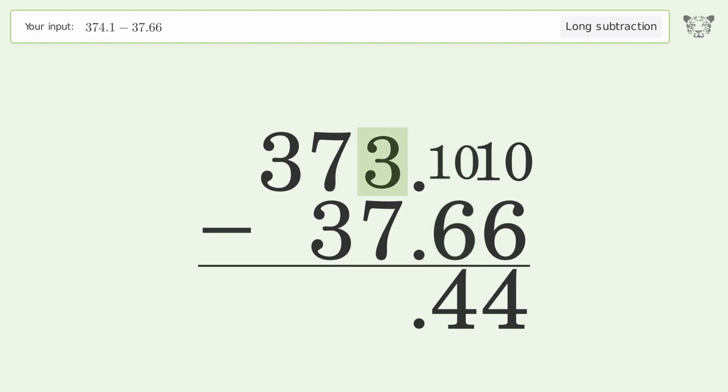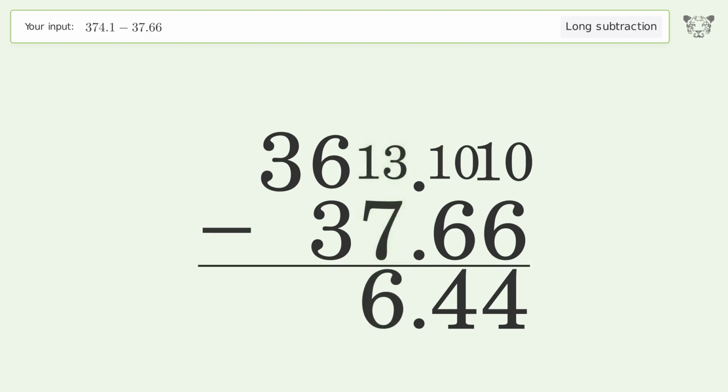Because the upper digit, 3, in the ones column is too small to get a positive difference, borrow 1 from the digit, 7, in the next number place which becomes 6, and get 13. 13 minus 7 equals 6.